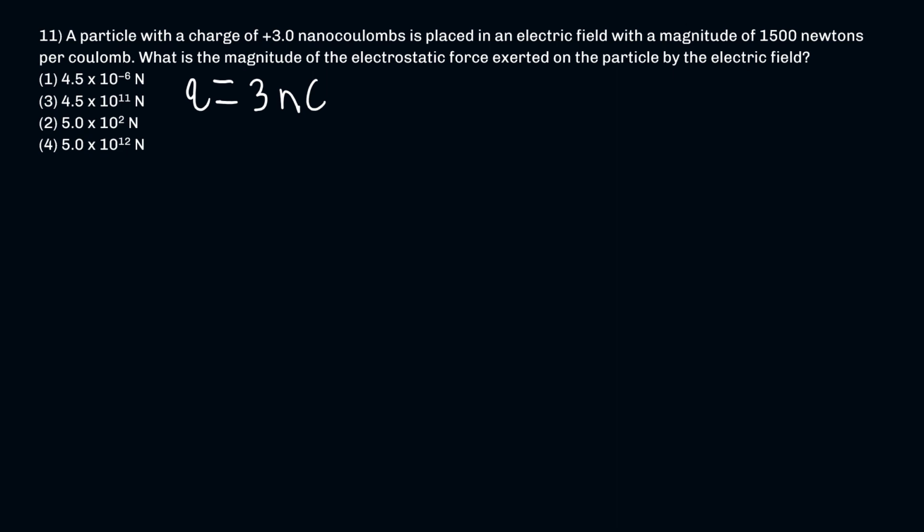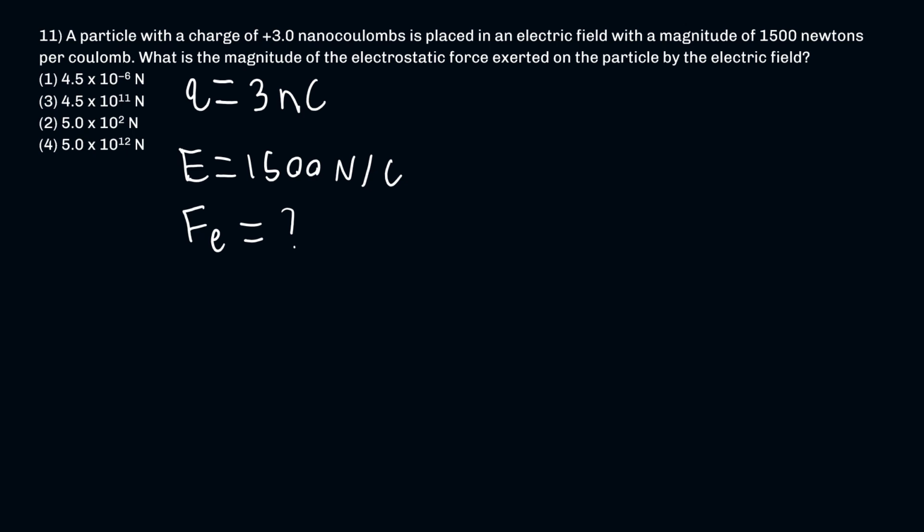Then we are given that it is placed in an electric field. And this electric field has a magnitude of 1500 newtons per coulomb. So again, on the reference table, electric field strength is big E. And they give it to us as 1500 newtons per coulomb. Then the last thing here is asking what is the magnitude of the electrostatic force exerted on the particle by the electric field. So that is going to be Fe, and that is a question mark.